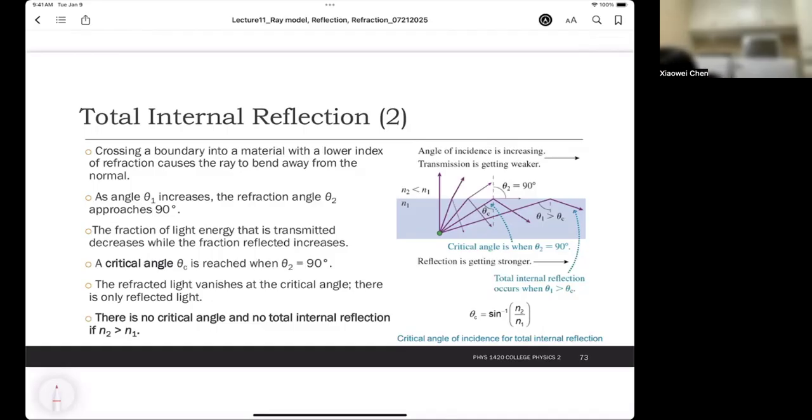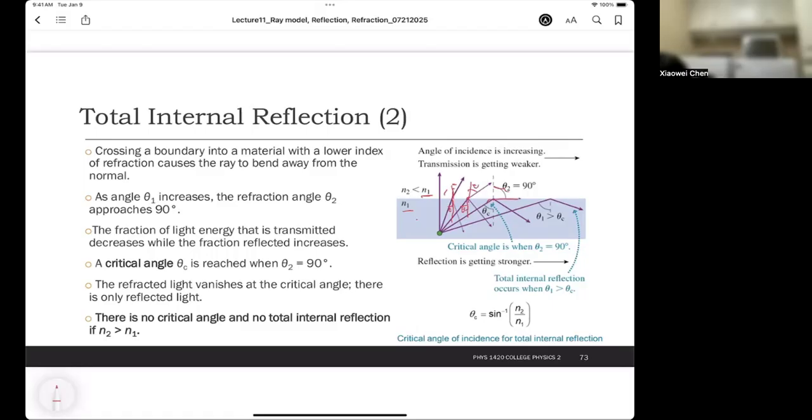It happens when a light ray crosses a boundary into a material with a lower index of refraction, which means n1 is greater than n2. Going to a lower index of refraction causes the ray to bend away from the normal. As the angle theta 1 increases, the refraction angle theta 2 increases too, and this theta 2 approaches 90 degrees.